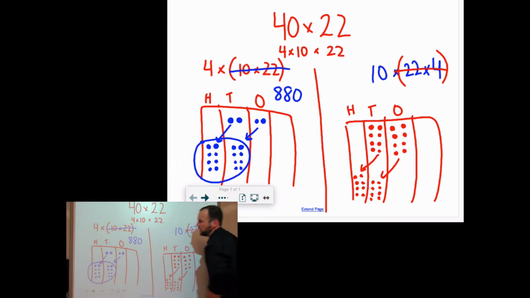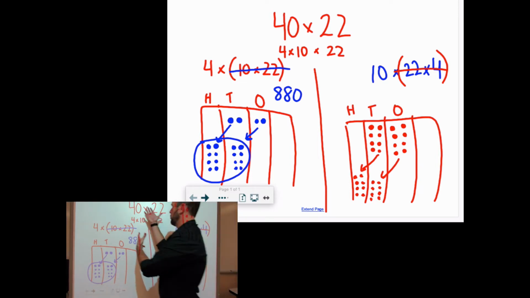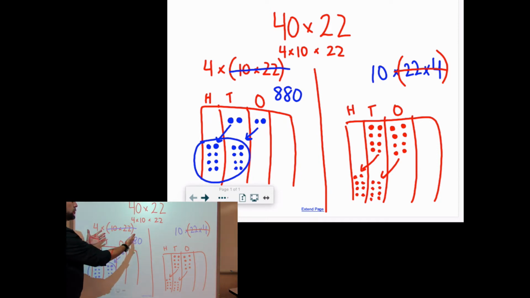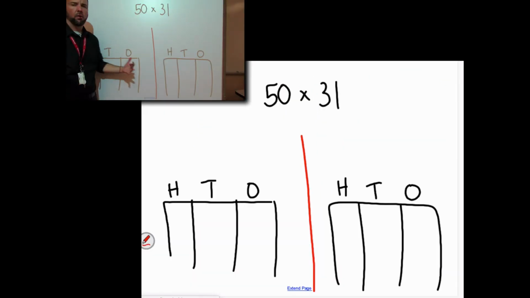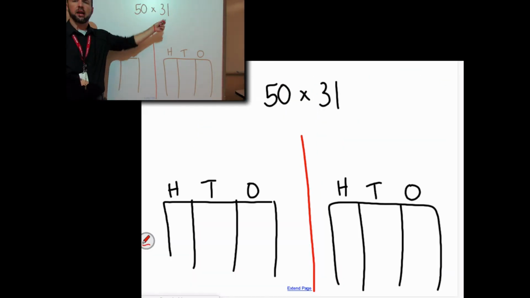880. Okay? So whether we're breaking down that 40 into a 10 and a 4, and whether you multiply by 10 first or you multiply by 10 second, either way you're still going to get to the same answer. Okay? Let's take a look at one more example just to make sure that this is all feeling kind of hunky-dory. All right, so this time we have 50 times 31.